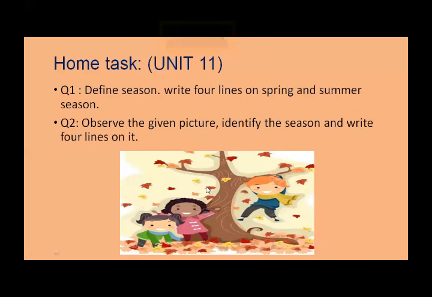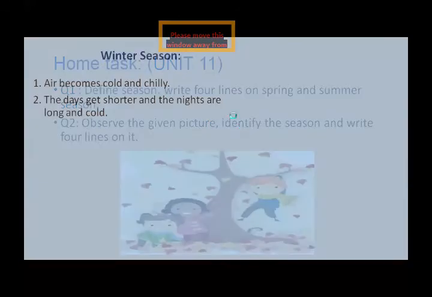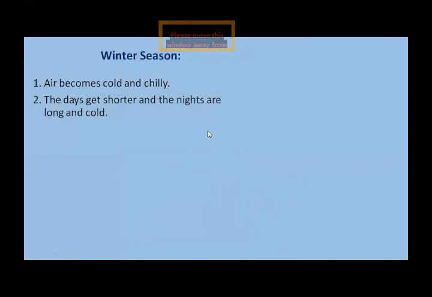This is very clear. The red, yellow, brown leaves are falling from the trees and the trees look bare. So this is what season? Yes, you know the answer. And write four lines on this season. Beta, what will you do? You will identify the season and write four lines about this season. This is your home task, beta. Take a picture or screenshot of this home task.